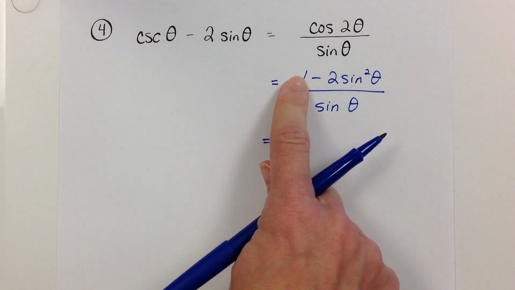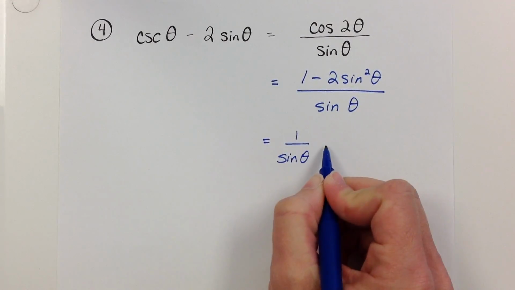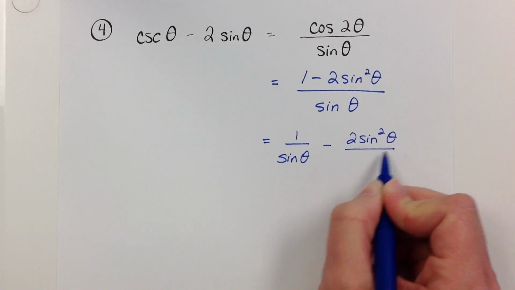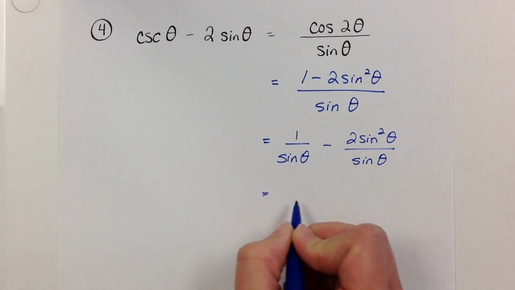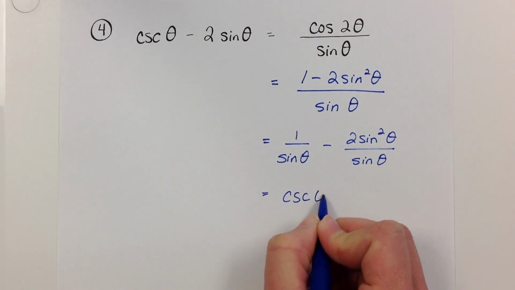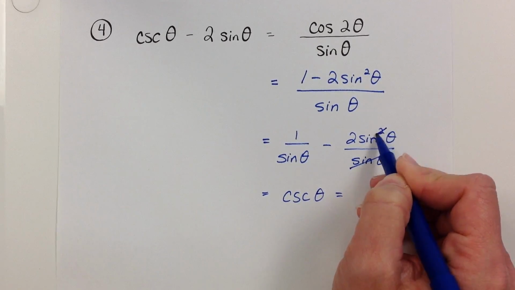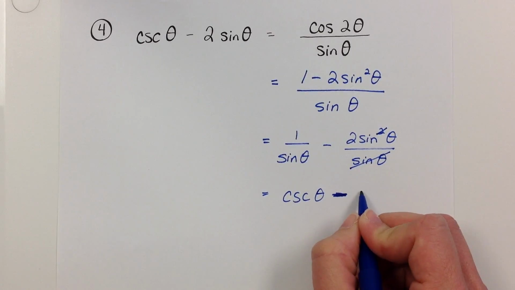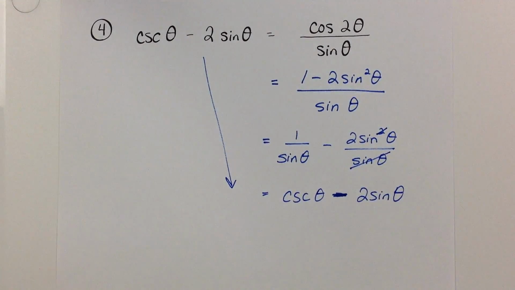And then at this point, split it up. So do the first term over your denominator. And then the second term over the denominator. And 1 over sine is cosecant. That's your reciprocal identity. And the sine that's on the bottom will cancel with one of these. So that will leave minus 2 sine theta, which is what we're looking for.